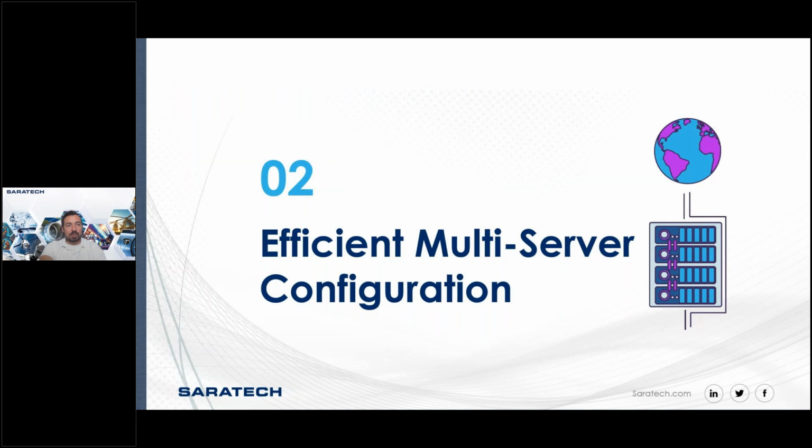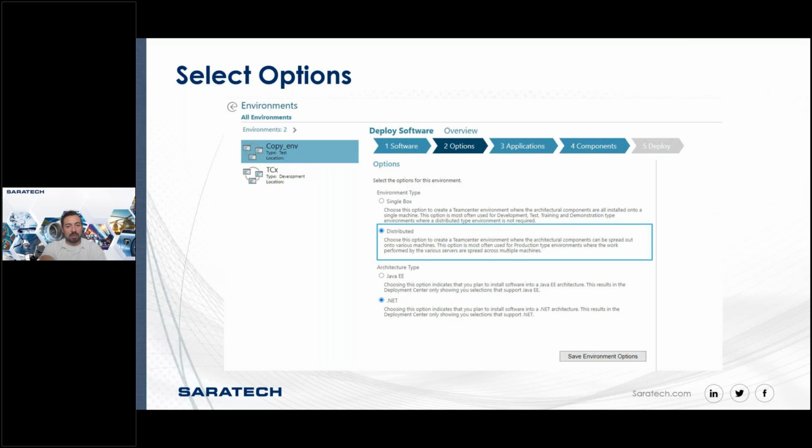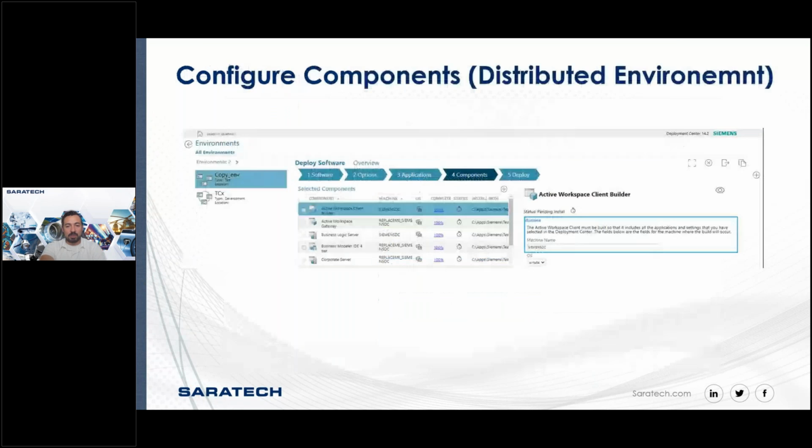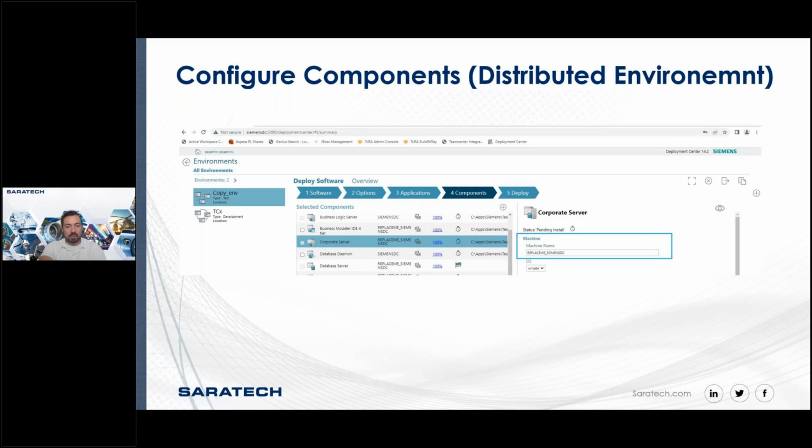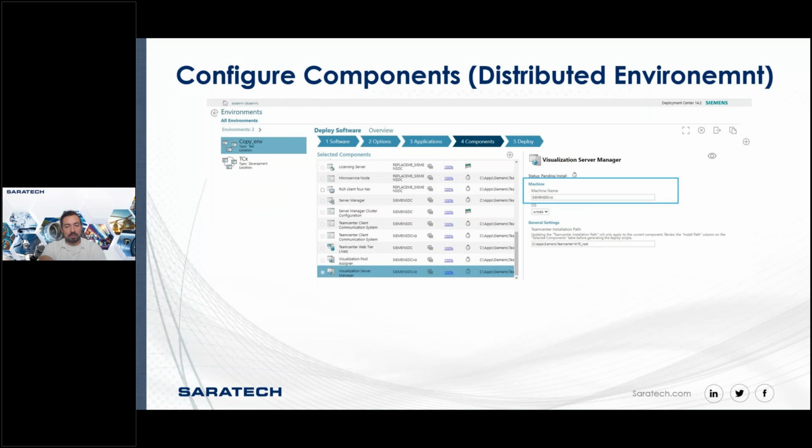Okay, now we're going to take a quick look at multi-server configuration. This is very similar to what we were doing as a single server configuration. The only difference is that now in the options side, we're going to say distributed. Same steps as before, but now when we put a machine name, you have to select and change specifically the host name of where the services are going to be installed. In this instance, just to give it different names, one machine is Siemens DC, another machine name is replace me underscore Siemens DC, and another one I just put Siemens DC Vis. As you can see, it's three different servers, quote unquote.